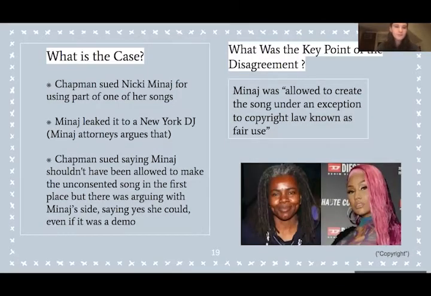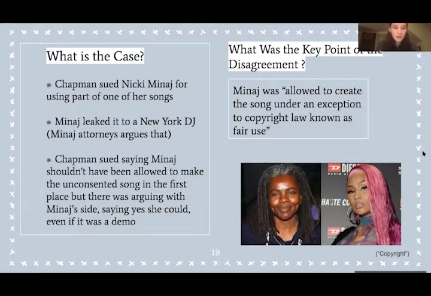What is the case? Recently, Chapman sued Nicki Minaj for using part of her song, Baby I Can Hold You. Minaj was accused of having leaked that song to a New York DJ. Minaj's attorney argues that the song Baby I Can Hold You was a demo created by Tracy Chapman and had not yet been published. Chapman had not yet published or gotten the copyright symbol on her work.